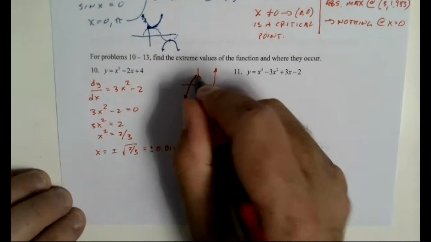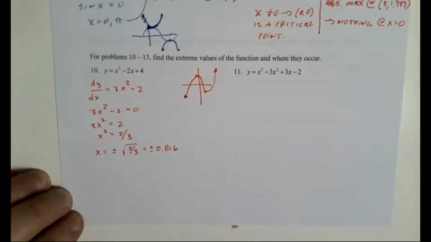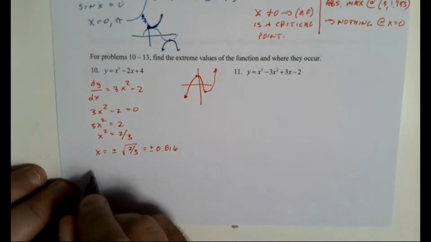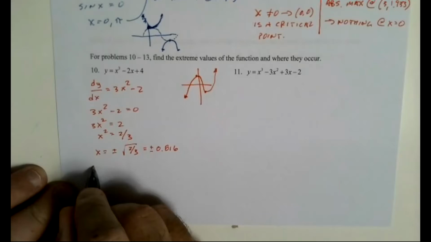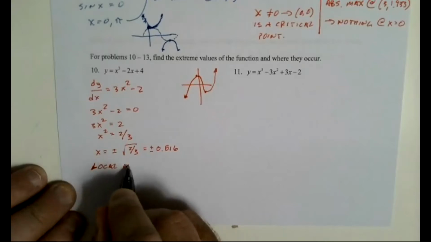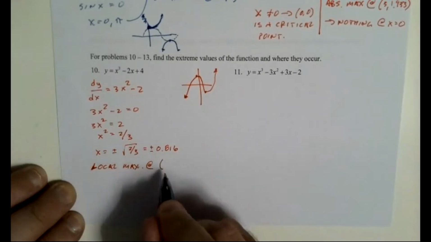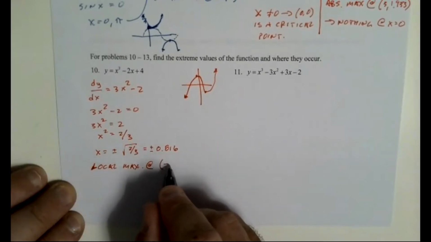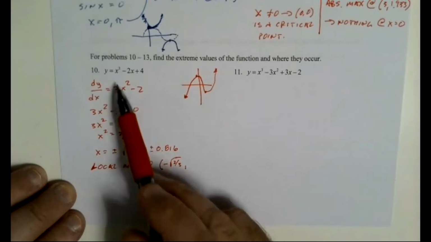That peak is on this side and that valley is on this side. They're both 0.816 over. So the, not absolute, goodness gracious, local max at, and I like to go with precise answers. So negative square root of 2/3, comma, and I got to plug that in to this original function.